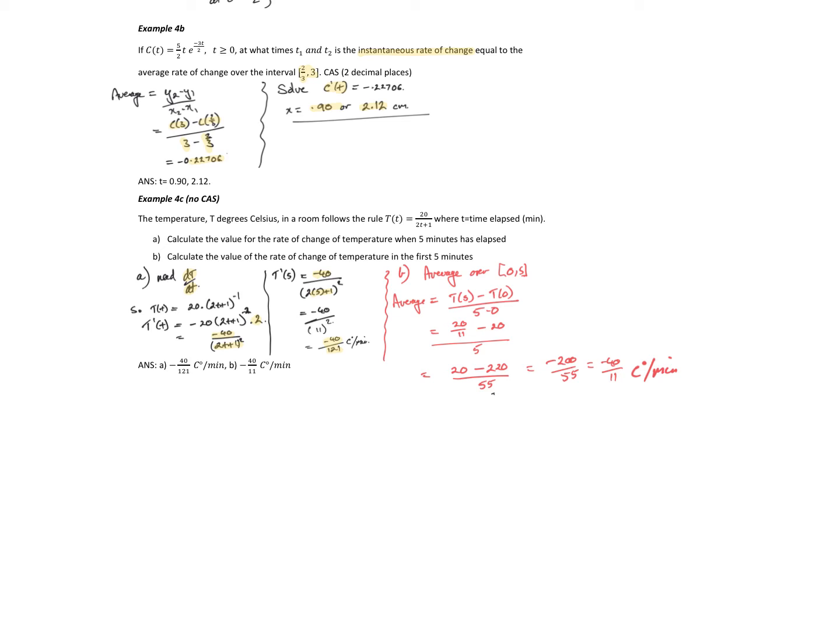All right, so if we want the average over the first 5 minutes, there's my average rate of change. So T of 5 minus T of 0 over 5 minus 0. So it's that y2 minus y1. T of 5 is 20 on 11 minus T of 0, which is 20. All that is over 5, of course. Just get a common denominator there. So we'll have 20 minus 220 all over 55 if I put the 20 on 11, which is negative 200 on 55, which gives me that negative 40 on 11 degrees Celsius per minute.